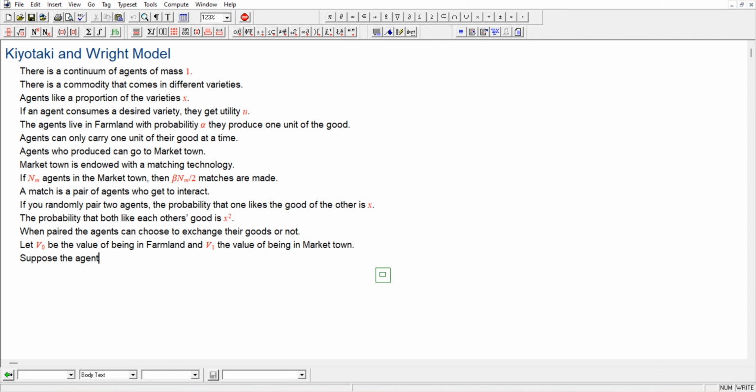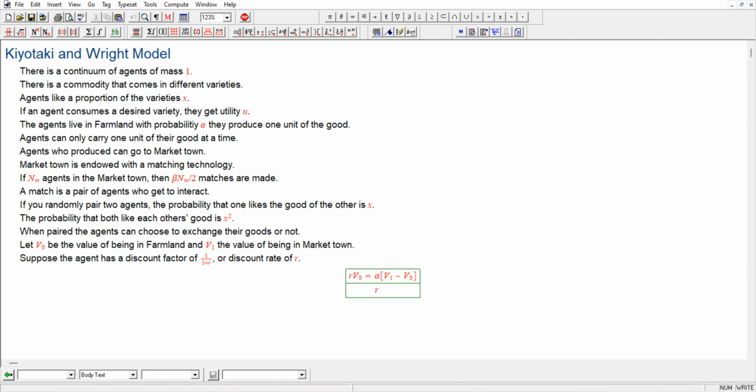So suppose the agent, if we're in discrete time, has a discount factor of 1 over 1 plus r, or if we're in continuous time, we can just say that it has a discount rate of r. Then we're going to have the following. The flow value that an agent in farmland gets is going to be alpha, which is the probability of anything changing in the agent's life, times, well, what's the change that could occur in their life? They could produce a good, in which case they are no longer in farmland, and so they lose that state. With probability 1 minus alpha, nothing happens, and so the flow is 0.